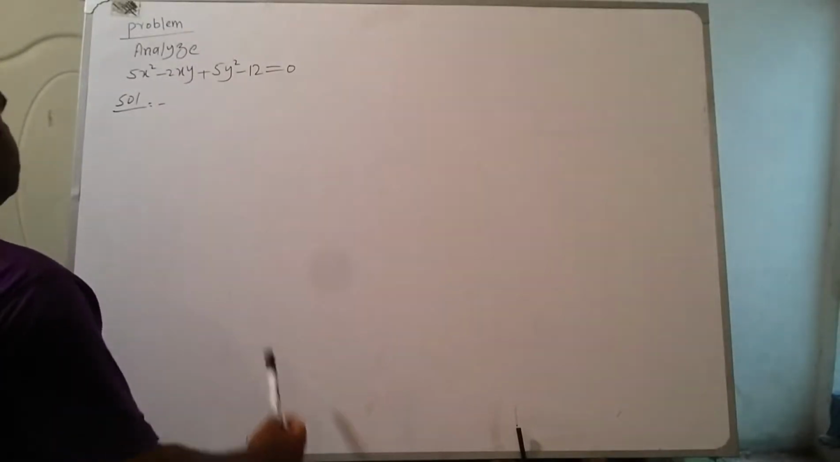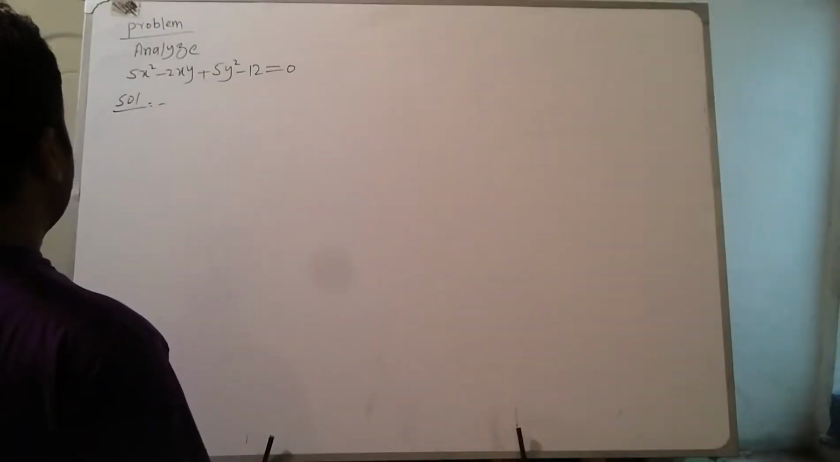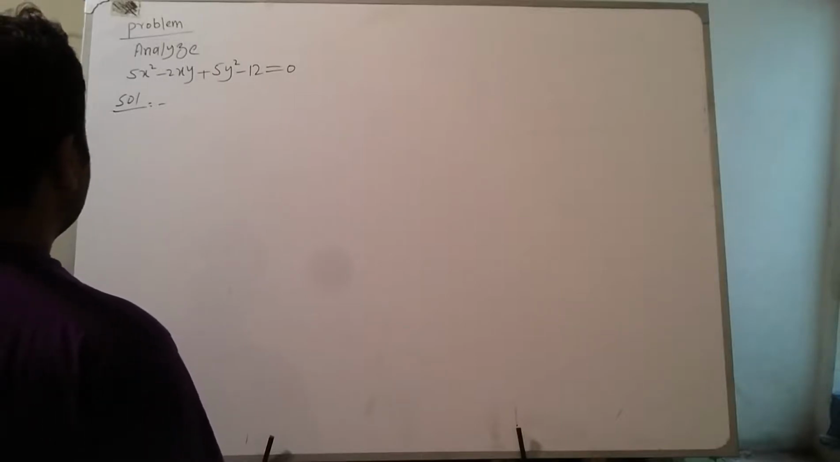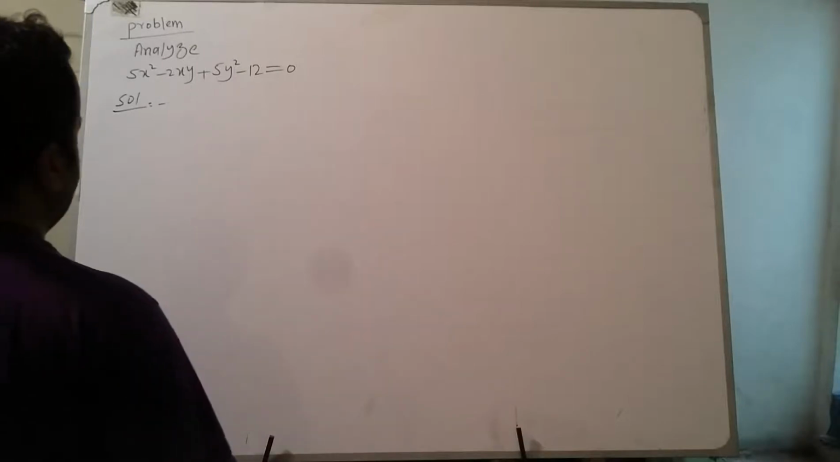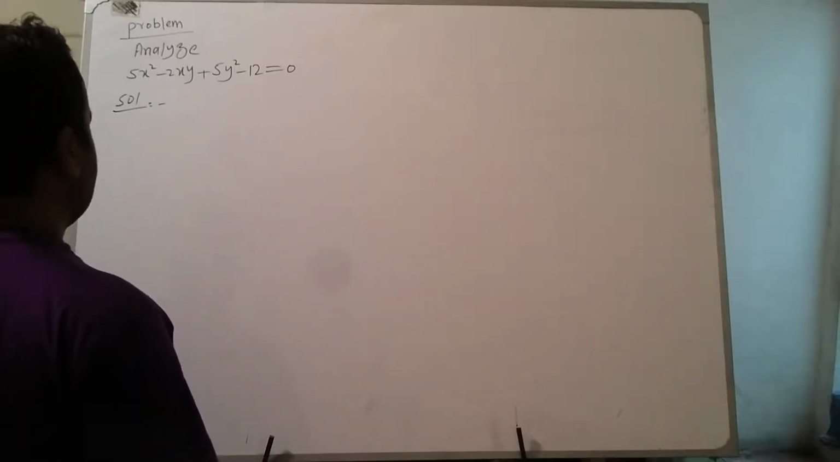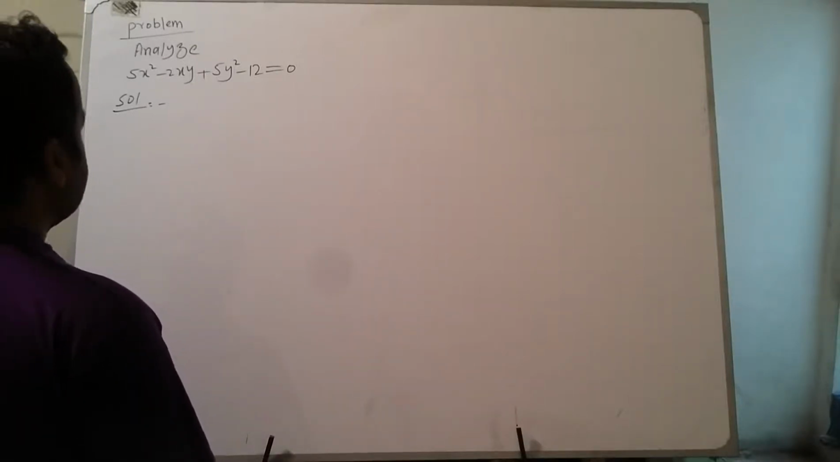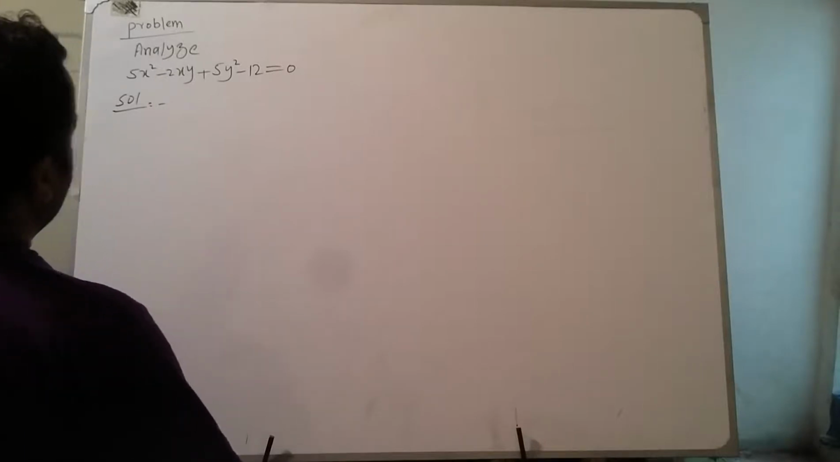This is a general equation of second degree. We will analyze what it is: either an ellipse, a parabola, a hyperbola, or a circle. So we will analyze it.